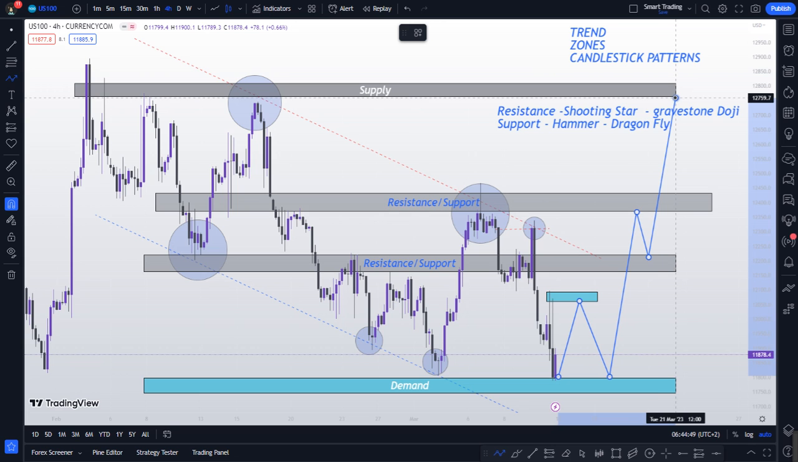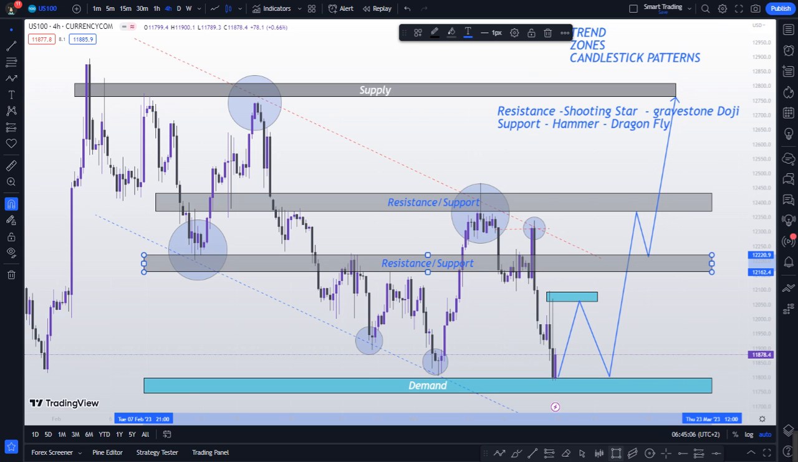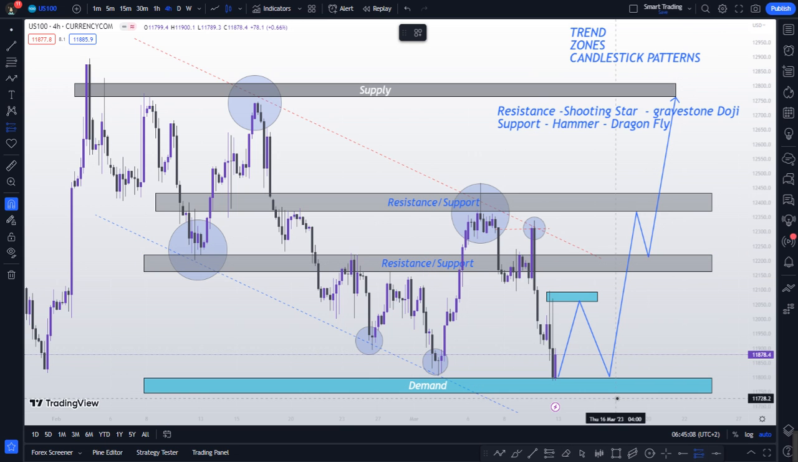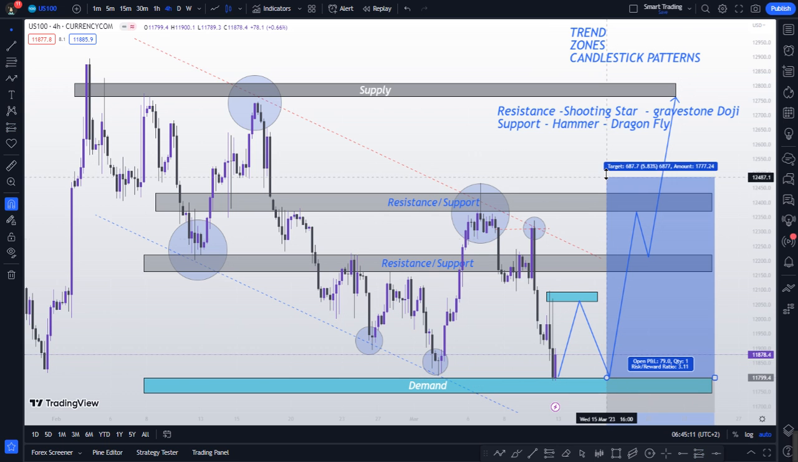Already, I'm done. If the price doesn't break my demand, guys, you see, if the price doesn't break the demand, this is what we're looking for next week. So what I'm going to do now, I'm going to put my long position over here. This is my long position. This is my take profit right over here.